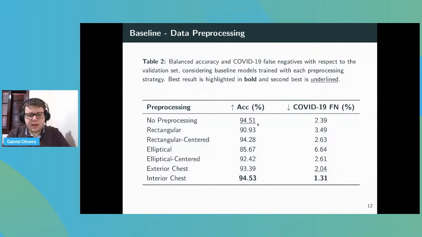So here are the results of different preprocessing. The best result was achieved by the interior chest, which achieved 94.53% of balanced accuracy and 1.31 of COVID-19 false negative rate. And the second best, considering the COVID-19 false negative rate, was the exterior chest, which achieved 2.04% of COVID-19 false negative rate. And we used these two configurations for the next experiment. But it's important to notice that the no processing had the second best balanced accuracy, considering these preprocessing techniques.